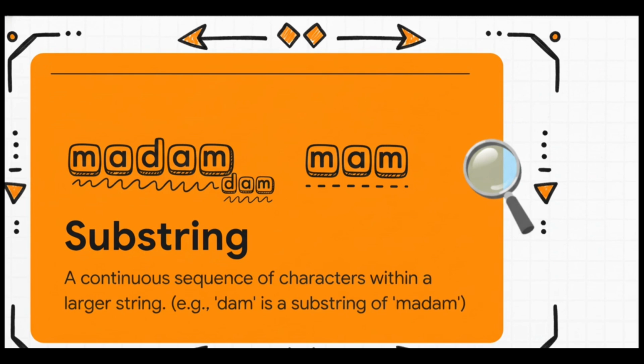And the second key term? Substring. Now, this is just a way of saying a piece of the original string that's, well, unbroken. It has to be a continuous sequence of characters. So, for example, in madam, dam is a totally valid substring. But what about maam? Nope, not a substring, because you'd have to jump over the D to get it. So we're on the lookout for a continuous, symmetrical sequence.